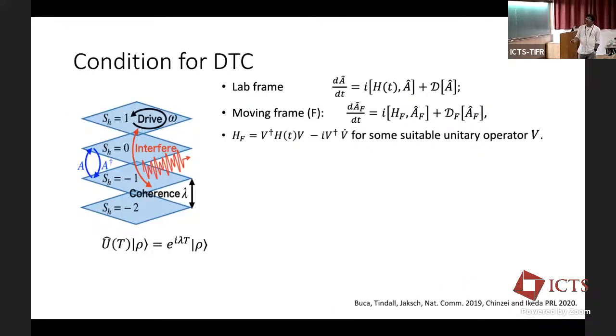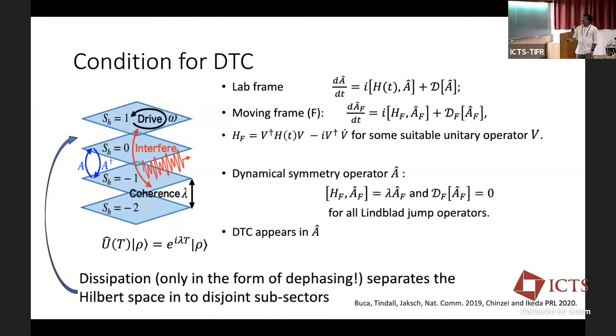What is the mechanism for having a discrete time crystal? I showed you the equation of motion for the operators. My Hamiltonian is periodically driven, and I have a dissipator. Then I try to find a frame where the Hamiltonian becomes effectively static. If I find such a frame, then my equation of motion is time independent, the right-hand side is time independent. And the mechanism is something called dynamical symmetry.